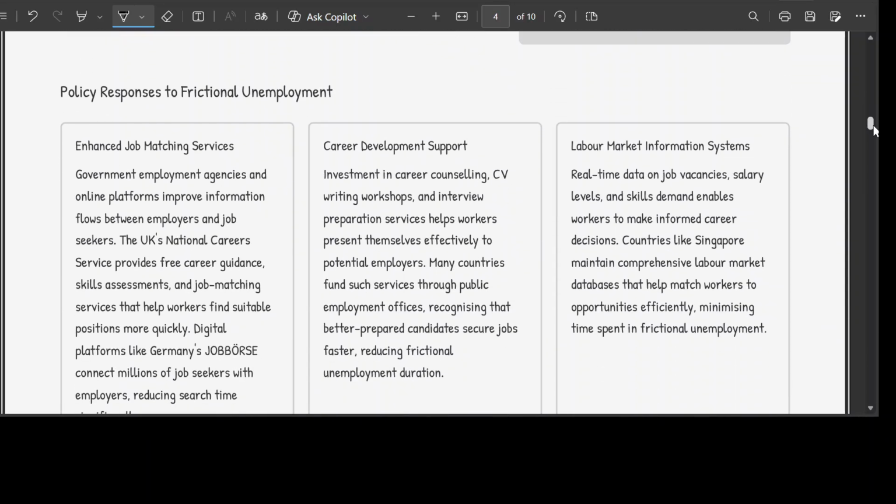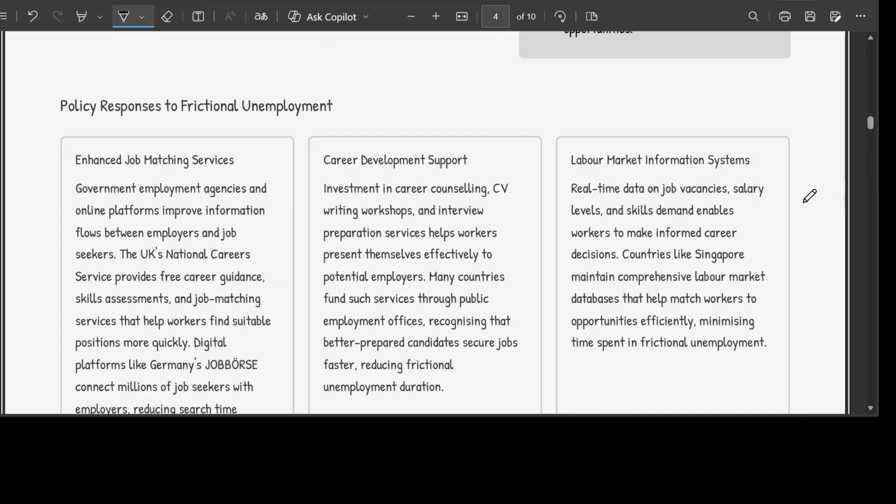Now, what can be the policies to reduce frictional unemployment? The very first is to develop a good information system, wherein real-time data on job vacancies, salary levels, and skill demands enable workers to make informed career decisions. Countries such as Singapore maintain a very comprehensive labor market database that helps match workers to opportunities while reducing the time spent in frictional unemployment.